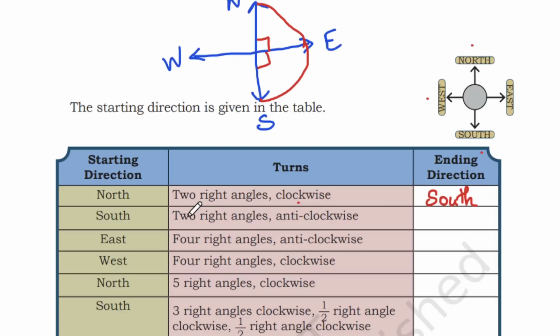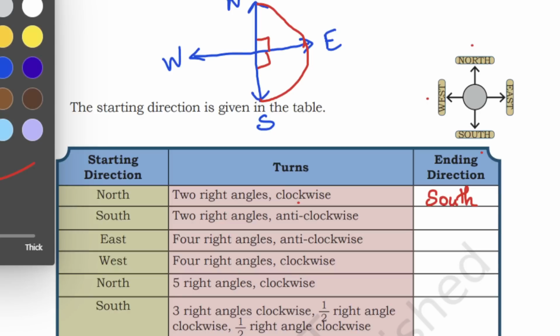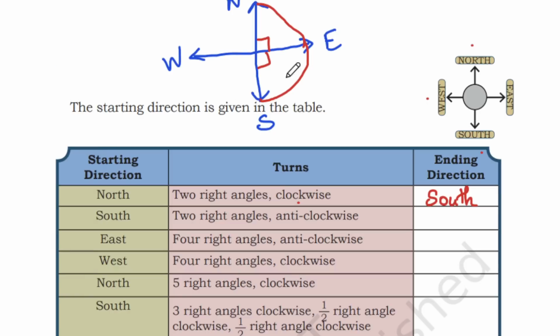Okay, next we have two right angles anti-clockwise from south. Here we have to go anti-clockwise, that is like reverse. I'm going to change the color. From south, first right angle, second right angle, where are we ending up? We are ending up in north.